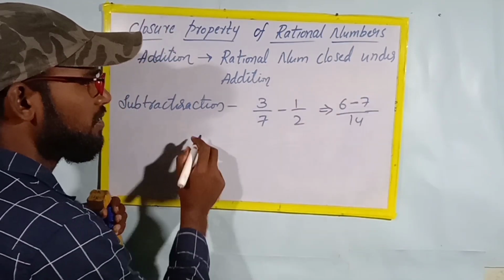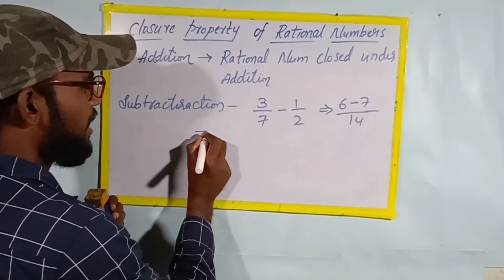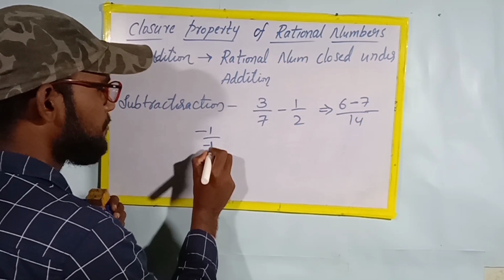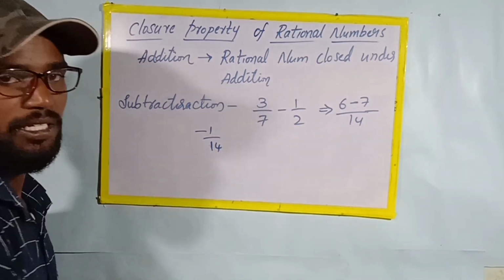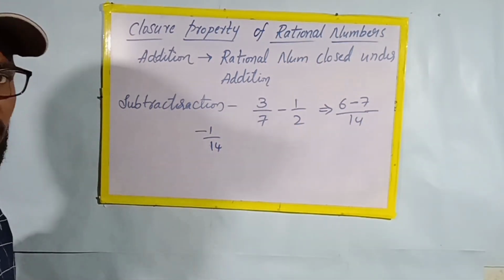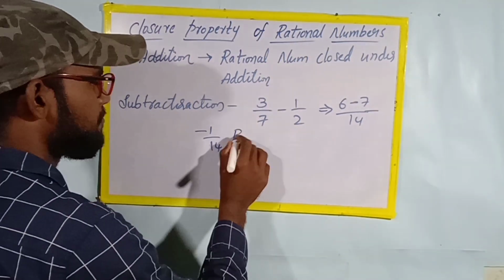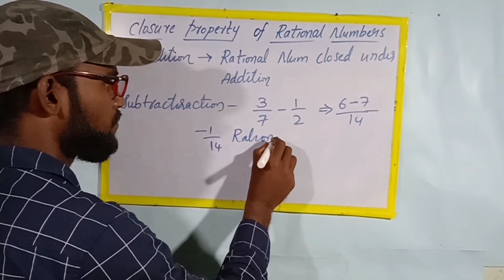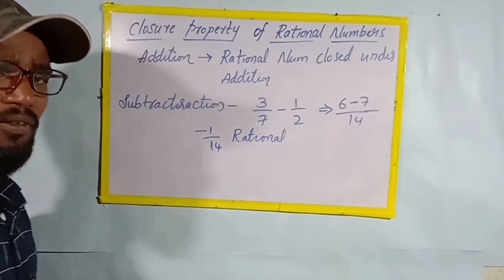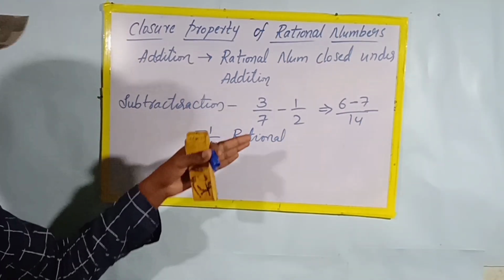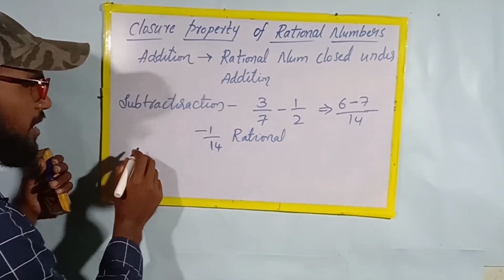So what we got here? 6 minus 7 is minus 1 by 14. So is minus 1 by 14 a rational number or not? Yes, it's a rational number. But take whatever examples you like. One more example I am taking.